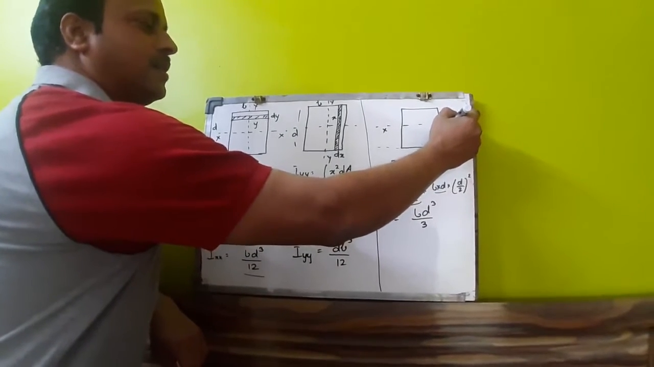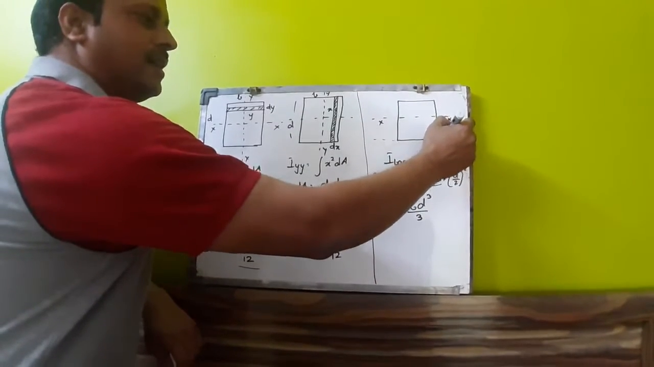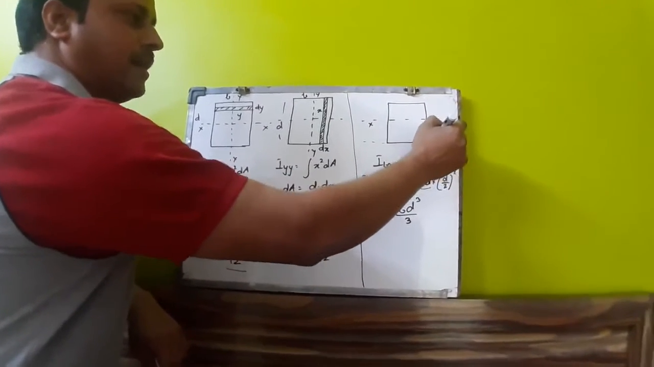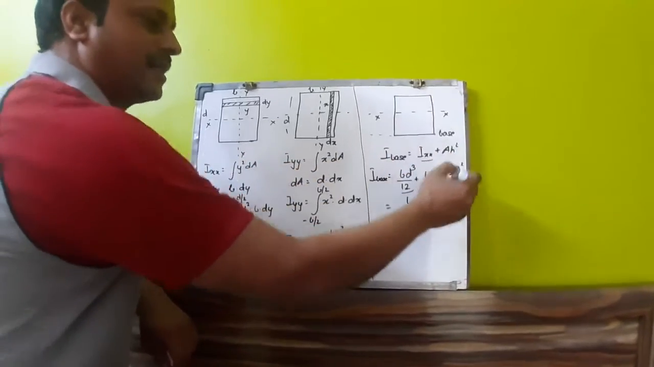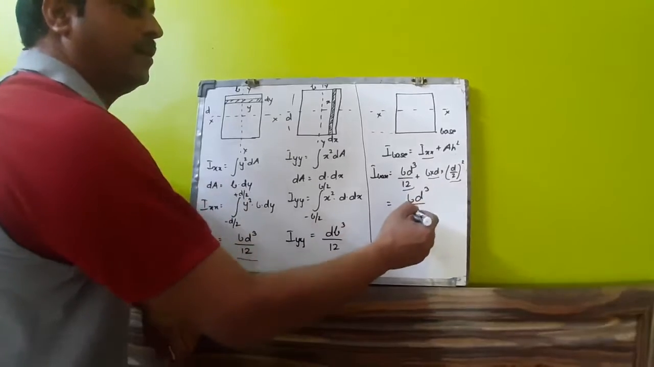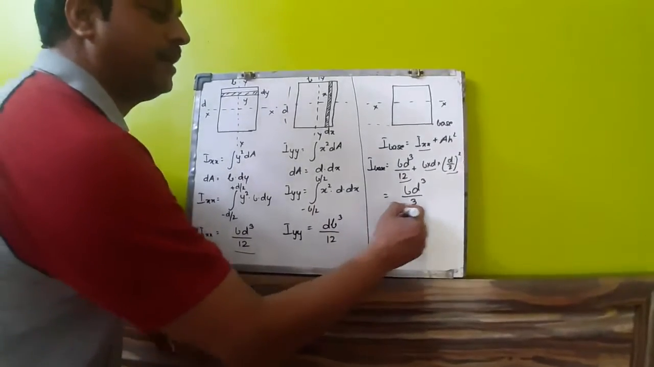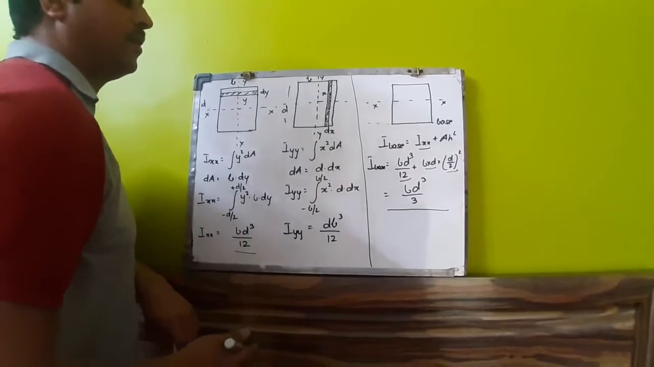Now you want this to be found out with respect to this axis. The distance between the two axes, your reference axis and your centroidal axis, is d by 2. So if you put down those values and you calculate, you have I base is equal to bd cube by 3.